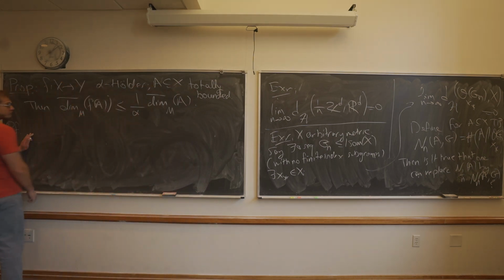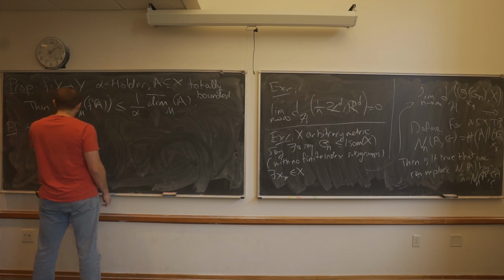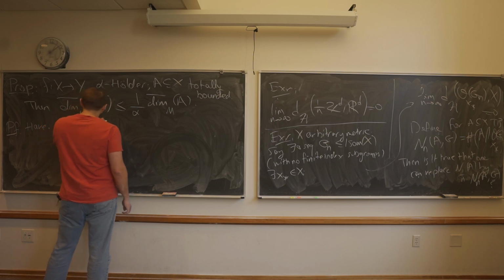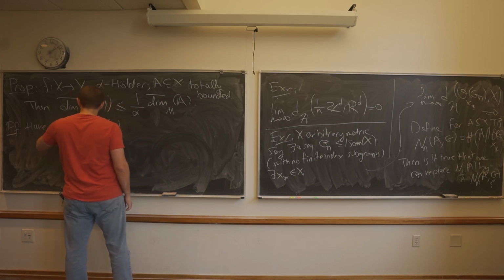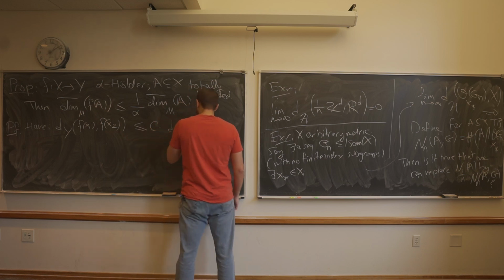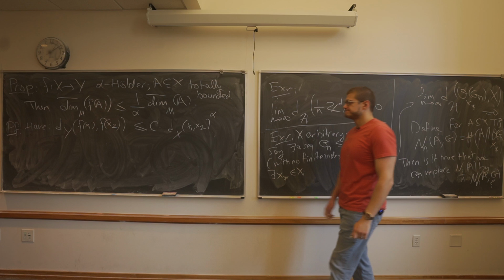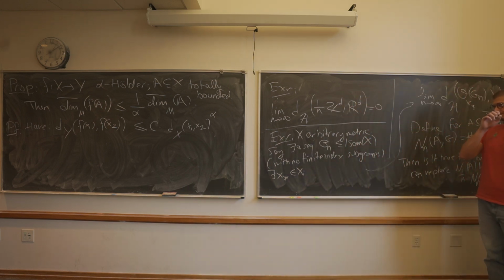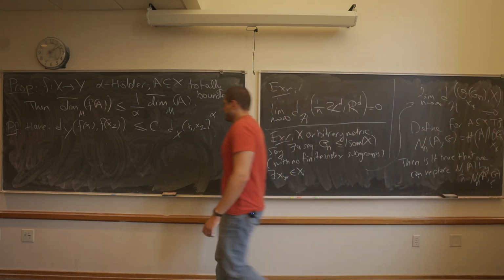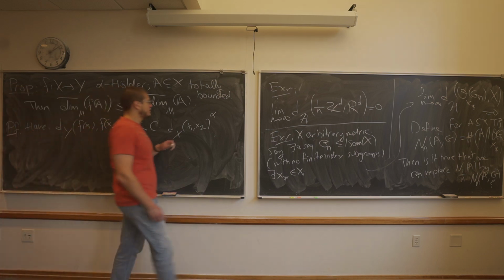So let's recall two things. What does it mean for f to be alpha Hölder? If I look at the distances between two images, it's bounded by C times the distance between the original points to the power alpha. That's the Hölder property. And similarly for the lower Minkowski dimension.